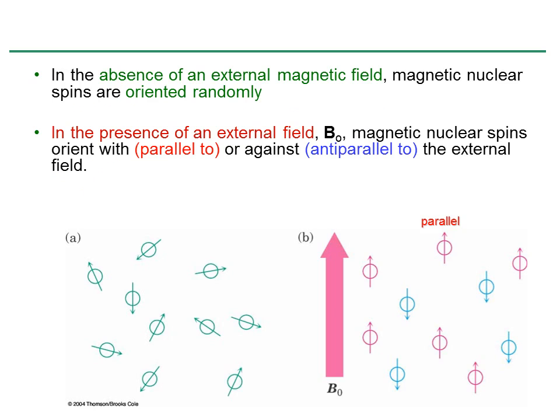In the absence of an external magnetic field, magnetic nuclear spins are oriented randomly, as shown in the following figure A. But in the presence of an external field, referred to as B0, magnetic nuclear spins are oriented parallel to or against, also called anti-parallel to, the external field, as shown in figure B. Pink color is parallel to the applied external field, while blue color is anti-parallel to the applied magnetic field.